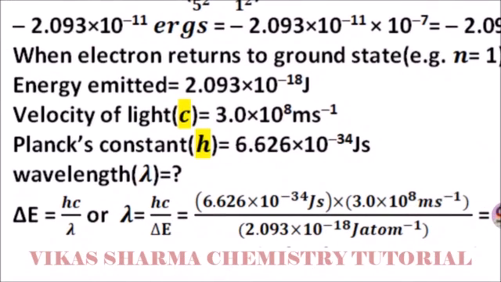Velocity of light is 3.0 into 10 to the power 8 meter per second. Planck constant is equal to 6.626 into 10 to the power minus 34 joule seconds.